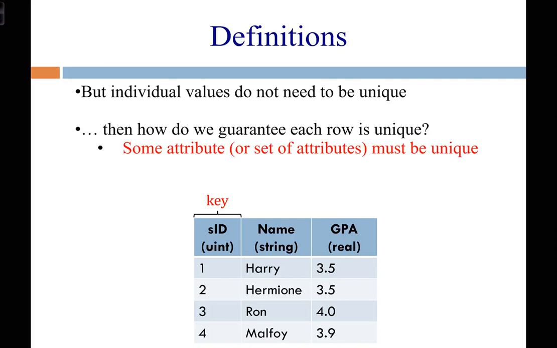And this is called a key. When defining a relation, we have to specify a key on the table. So the key, I'm saying in this case, the key is the SID, and I'm therefore asserting that every SID is unique.